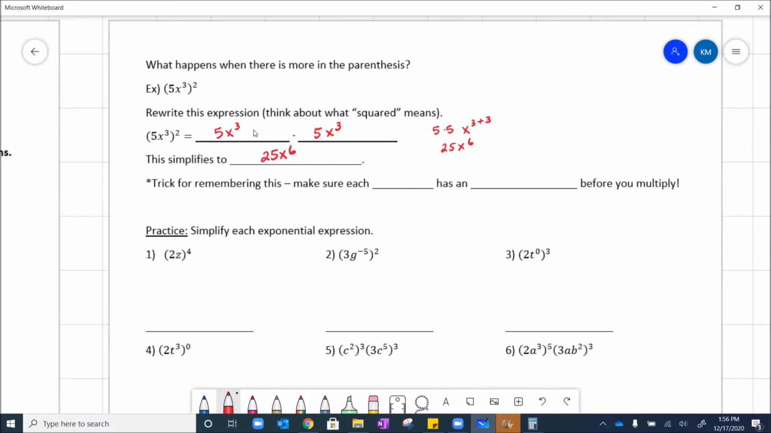Okay, here is how we can do this. Remember that each number has an exponent.